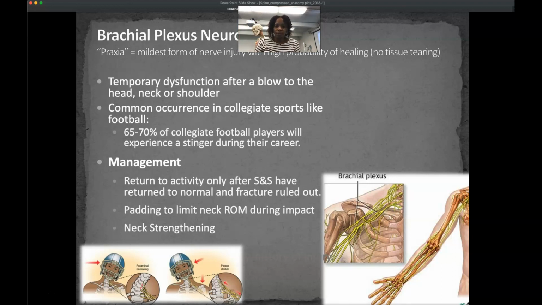So I hope this has been helpful. I hope you learned a few pathologies that will plague the lumbar spine, a few pathologies that will plague the cervical spine, and I hope this is helpful for you as you progress in your clinical rotations.